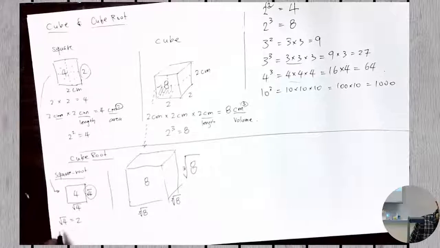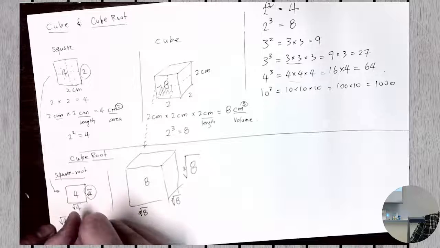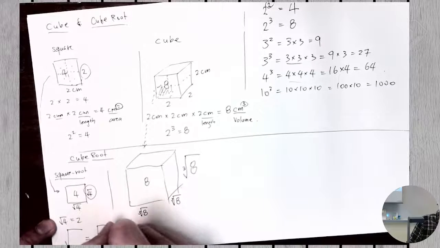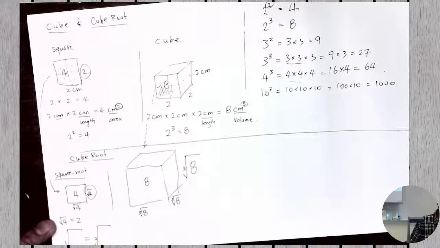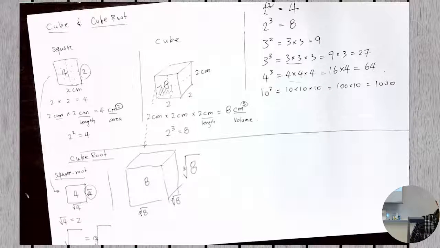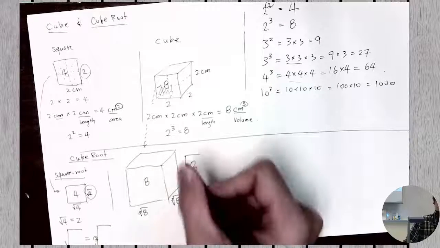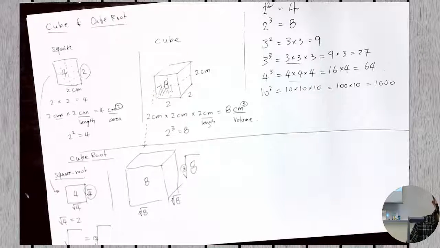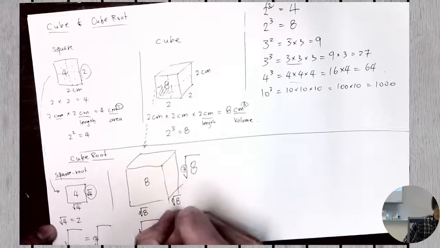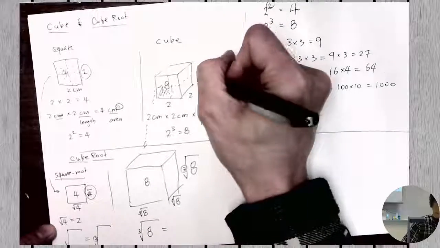If it's a square root, it just looks like this. In fact, you can put a little 2 there, and it doesn't change a thing. So if it's just a square root, you could omit that 2 if you wanted to. If it's a cube root, you have to put that 3 there. Otherwise, it's confusing. So by definition, cube root of 8 equals 2.